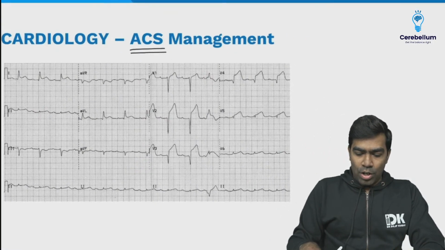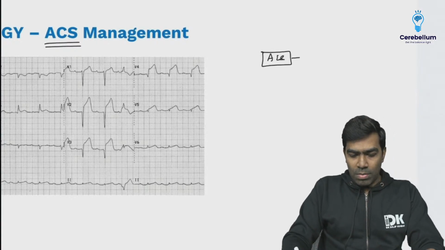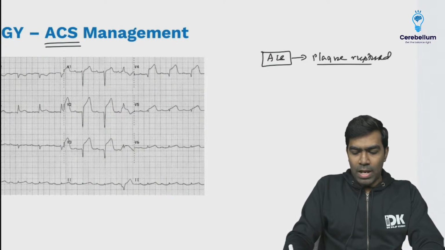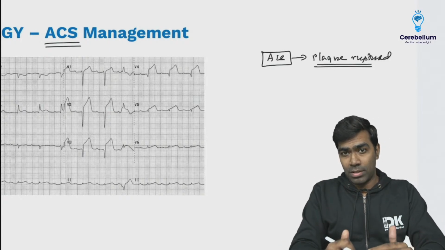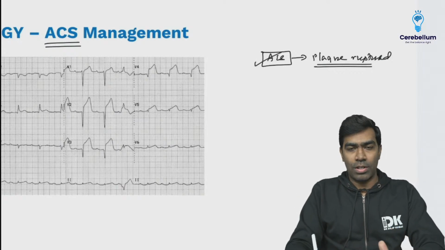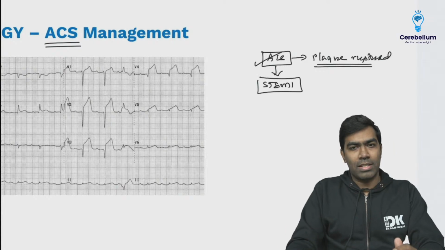So first of all, when you talk about ACS, ACS is all about plaque rupture. Okay. So the plaque has ruptured. Because the plaque has ruptured, there will be formation of a thrombus, and that thrombus will cause a new ischemia, and that is what we call acute coronary syndrome.